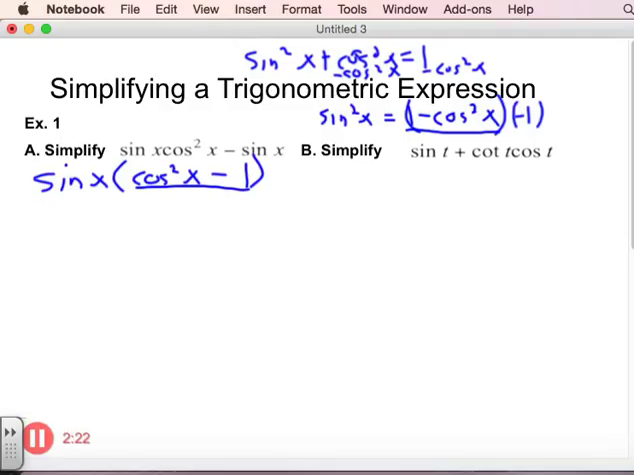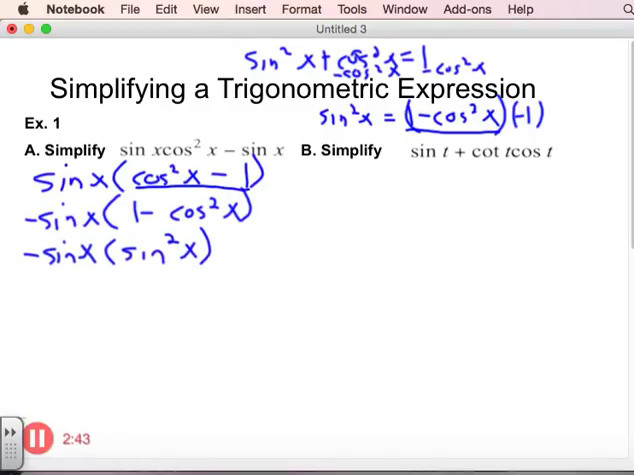All right, so let's say we got negative sine x, and then we make this 1 minus cosine squared x. So we make a negative, and now we can substitute 1 minus cosine squared to be sine squared. So we've got negative sine x times sine squared x. Well, sine times sine squared is just sine cubed. So we've got negative sine cubed x. And that's as simplified as we can get that one.